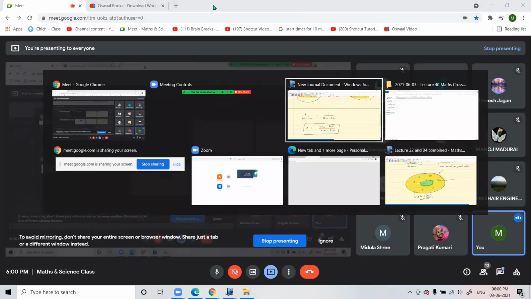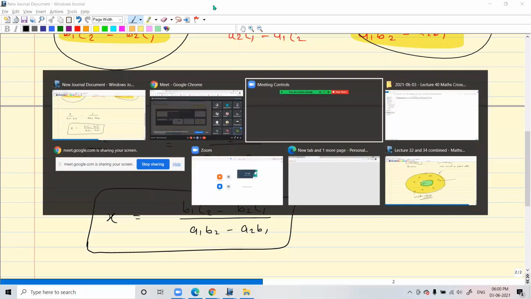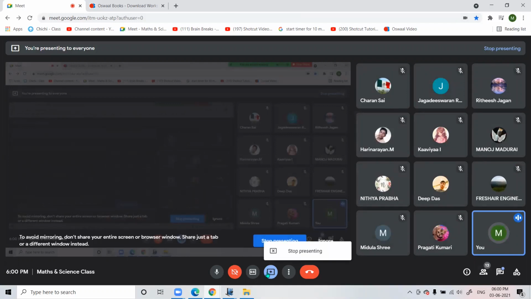So, yeah, we were talking about the cross multiplication method. I think I have not shared the screen. No, let me share it again.